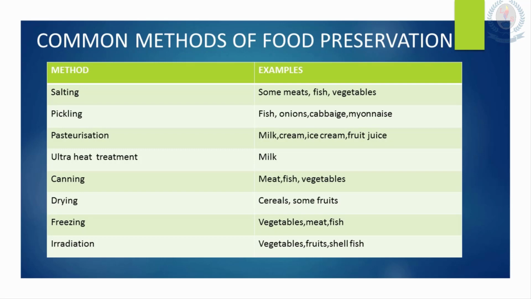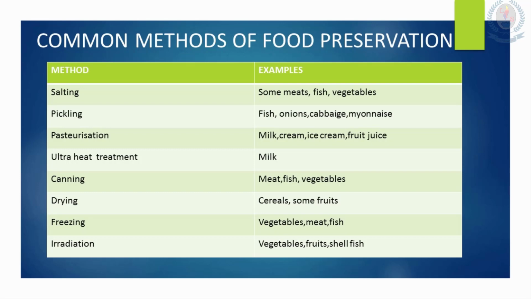Examples of food preserved this way are some meats, fish, and vegetables. Then pickling. Food is bottled in vinegar, which is a weak solution of ethanoic acid. The lower pH inactivates the microorganisms by affecting their enzyme activity. Examples are fish, onions, and cabbage.